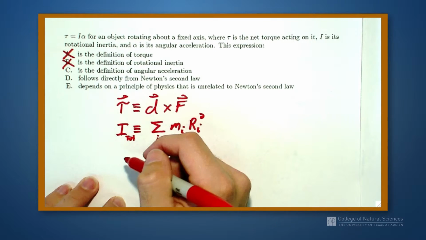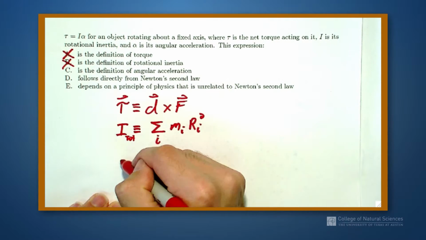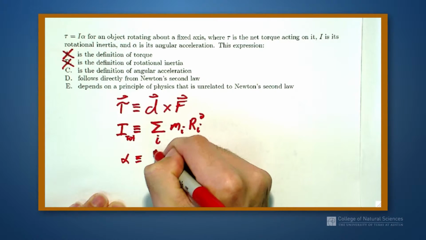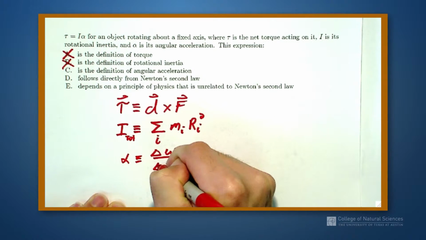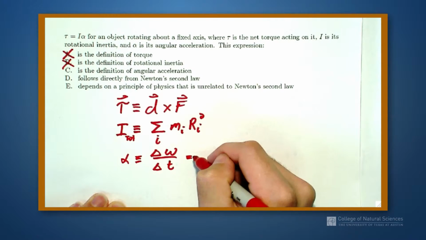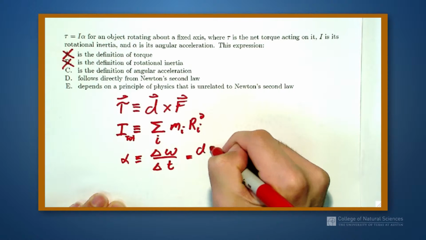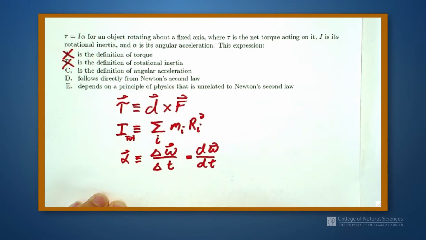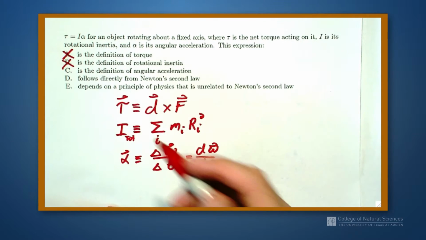Well, the definition of angular acceleration. Angular acceleration is defined as how fast the angular velocity changes, which we can write as d omega dt. And it is a vector equation. Our change of omega in a change of time, or d omega dt if you like the vector or the calculus version of this. So C is wrong.